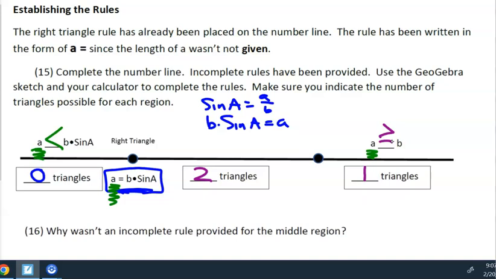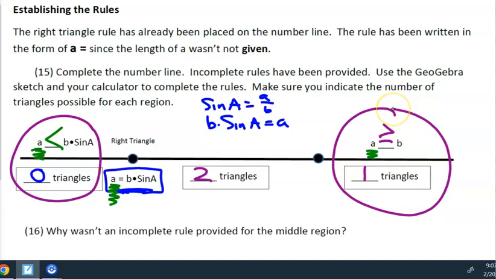So these are the rules. We have a rule for 0 triangles, and we have a rule for 1 triangle. The question I'm asking is, why wasn't a rule provided for the middle region? The answer is simply, if it's not a 1 triangle situation or a 0 triangle situation, and it's not a right triangle to begin with, then there's only one case left, which means there has to be 2 triangles. So that's why there's no rule provided.